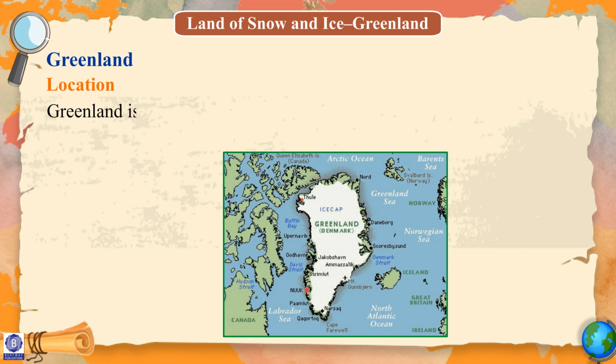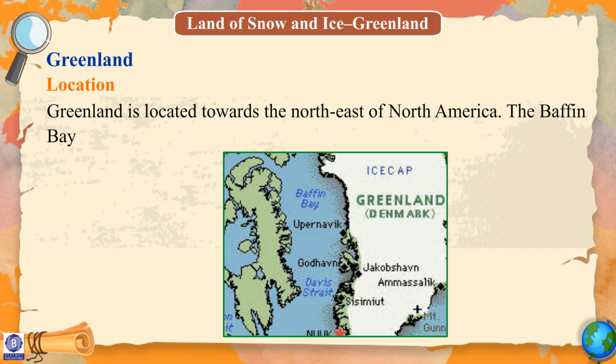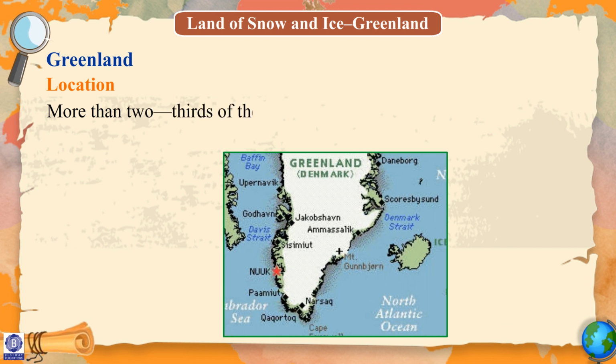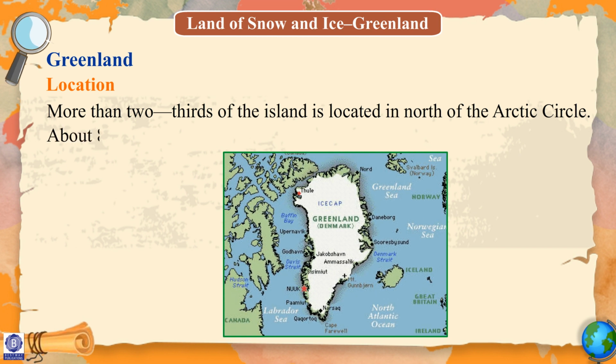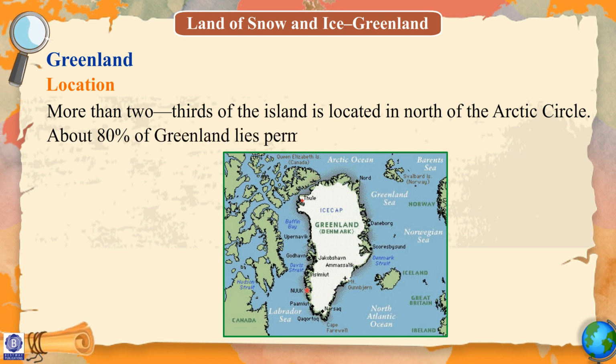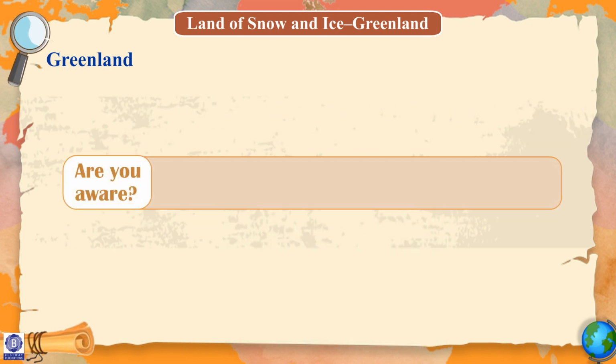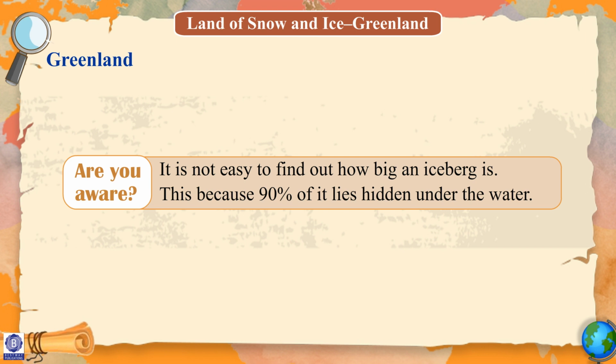Location. Greenland is located towards the northeast of North America. The Baffin Bay and the Davis Strait separate it from the northern islands of Canada. More than two-thirds of the island is located north of the Arctic Circle. About 80% of Greenland lies permanently under a thick layer of snow and ice throughout the year. Are you aware? It is not easy to find out how big an iceberg is. This is because 90% of it lies hidden under the water.